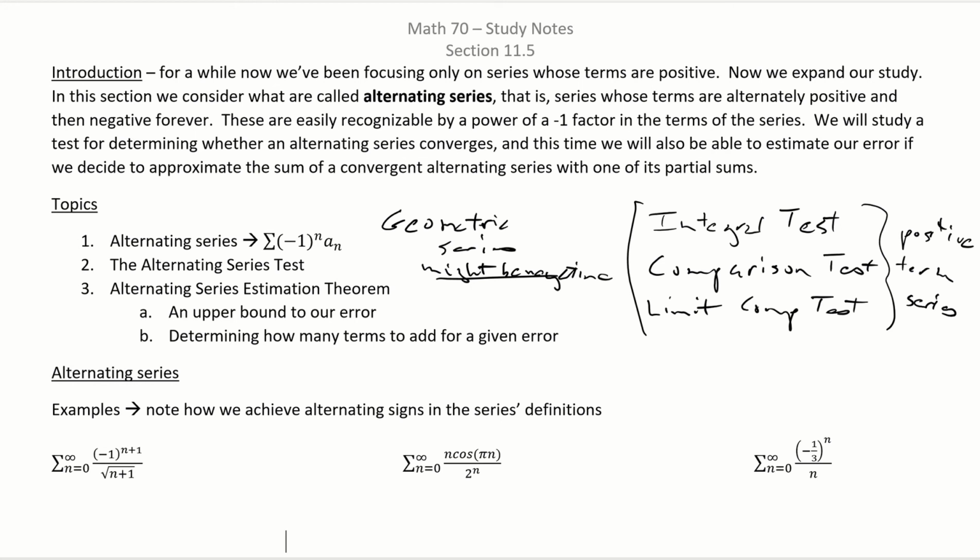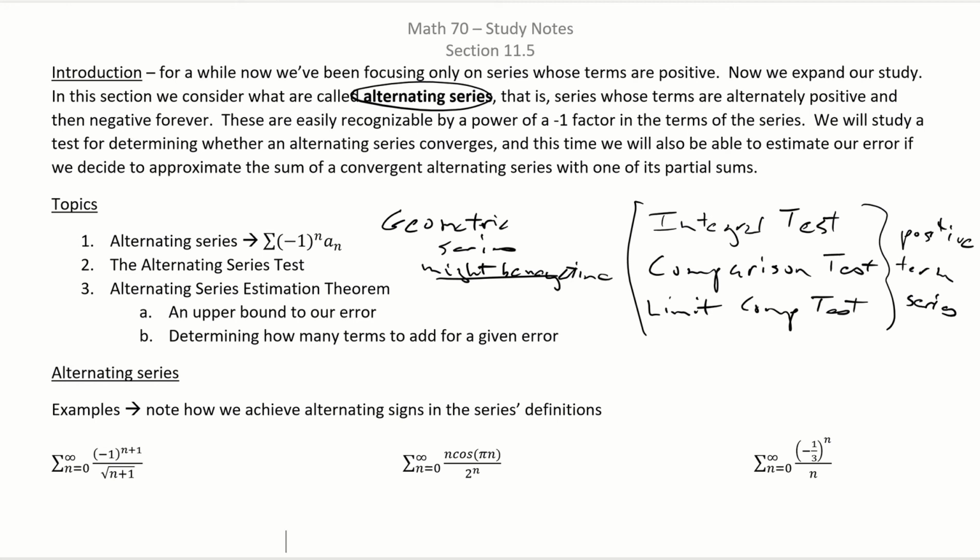Well, finally in this section, we talk about what they call alternating series. And this is where the terms in the series change sign from negative to positive, positive to negative, negative, positive, like green light, red light, green light, red light. And first of all, what does that look like? Well, they achieved this the following way.